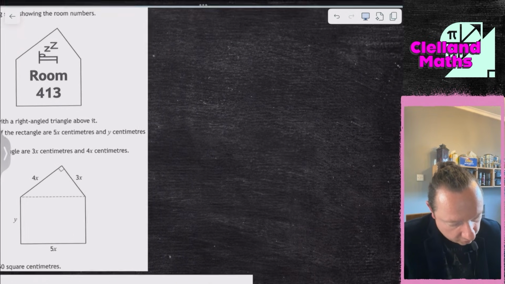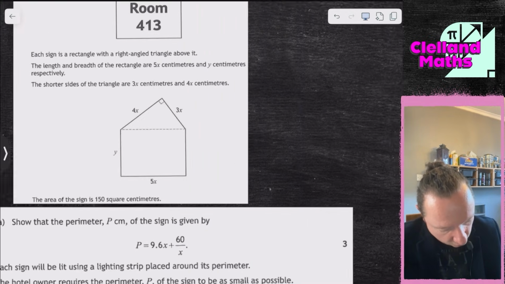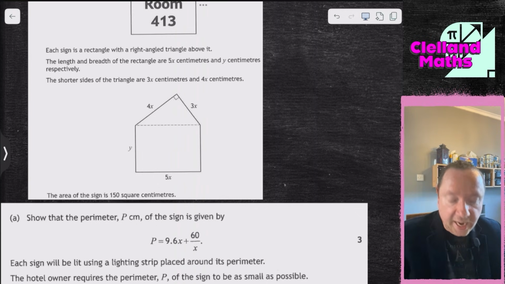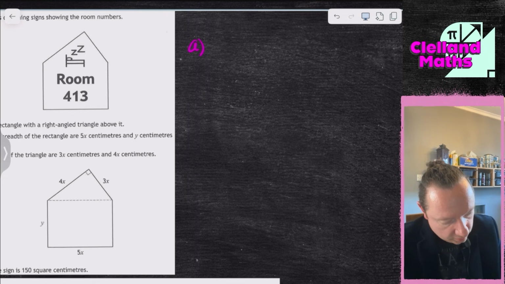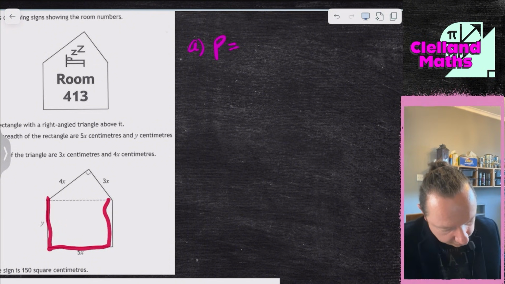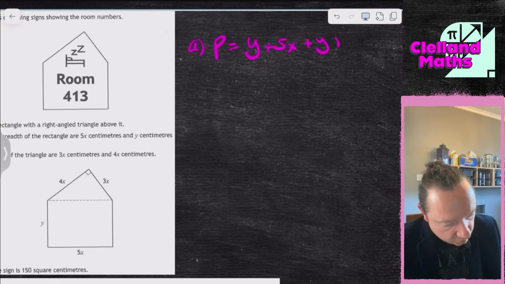So let's have a look and work on this. It also tells us that the area of the sign is 150. So let's start off, we have something for our perimeter. Our perimeter is all the way around, so I need to go y plus 5x plus y plus 5x plus y plus, well, just 3x and 4x.